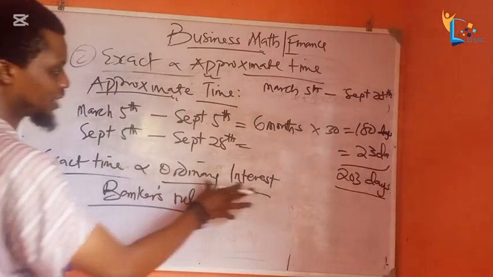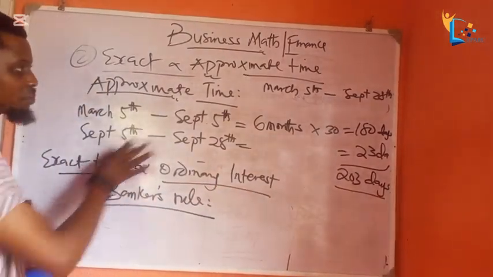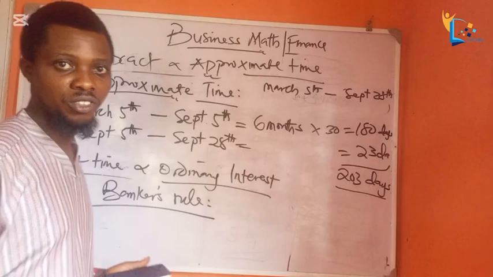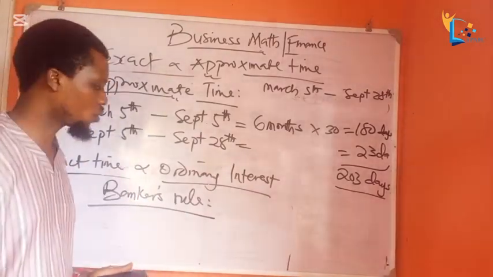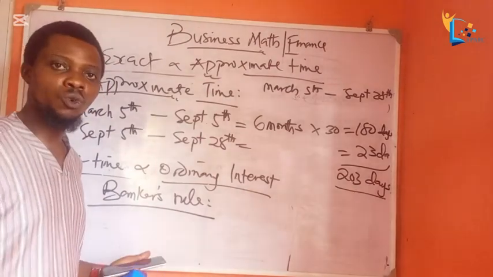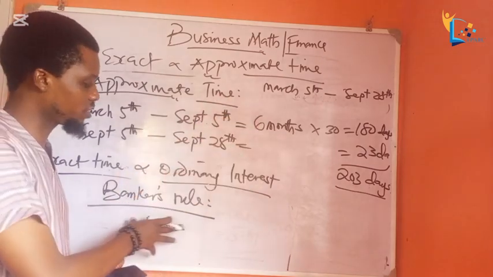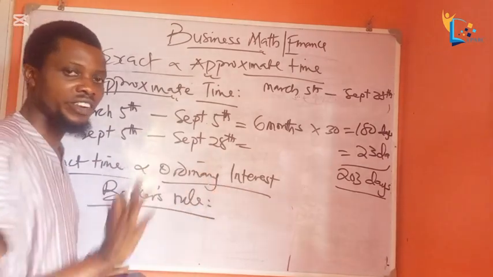The exact time and the ordinary interest are known as what? The banker's rule. The exact time produces longer days, while the ordinary interest produces a higher amount of interest. So these two combined are called the banker's rule. When you're asked to calculate the number of days or the interest using the banker's rule, they're asking you to calculate exact time and ordinary interest.